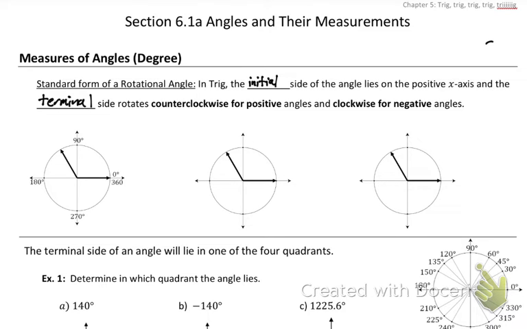We rotate counterclockwise for positive, and we rotate clockwise for negative. When you practice for a while, it's not bad. If you don't remember the names initial and terminal, just know that we have an angle, and these angles always start right here, pointing at that x-axis in that direction. Always. It's that ray. That's where we start.